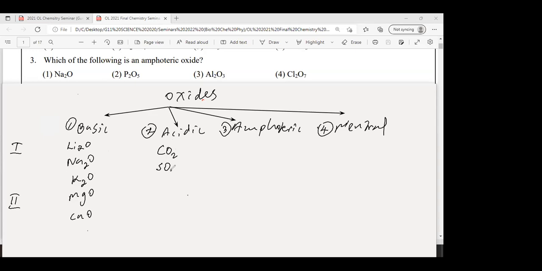Sulfur dioxide, acidic. Sulfur trioxide, acidic. Nitrogen dioxide, acidic. So these are acidic oxides. Even Cl2O7, halogens, all the oxides of halogens are acidic.